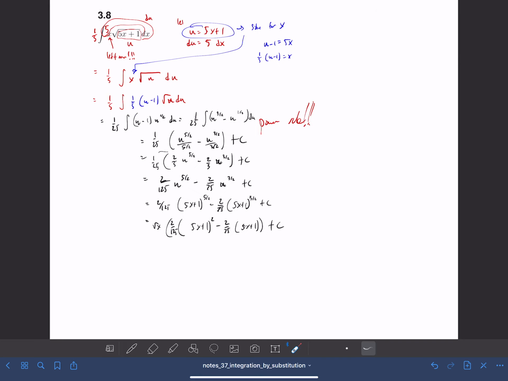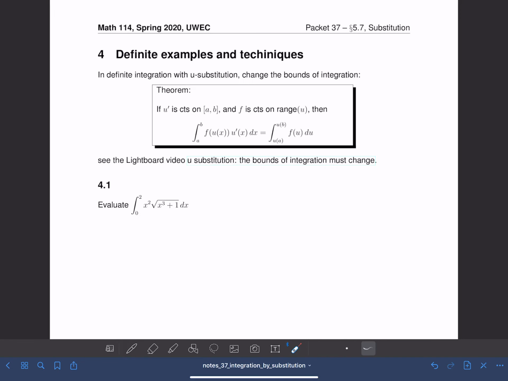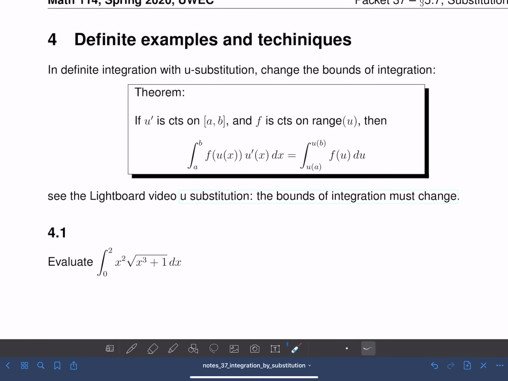Hey, we're cooking along pretty good here. Let's turn our attention to definite integration. I think you should start doing these problems after you're good at regular integration by substitution, because this adds another layer of complication. So in definite integration with u-substitution, change the bounds of integration. I have a Lightboard video specifically on this topic, and I think you should check it out.